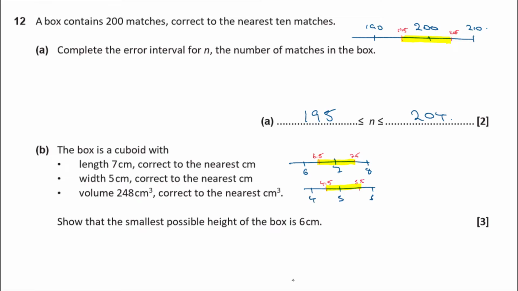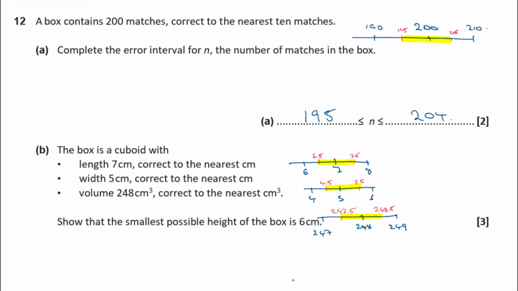And then finally the volume of 248. Again, that's to the nearest centimeter cube. So 1 up from there would be 249. 1 down would be 247, and so the ones that would round to 248 are going to be the ones halfway between them or closer. So that's 247.5 and 248.5, halfway between those, isn't it?